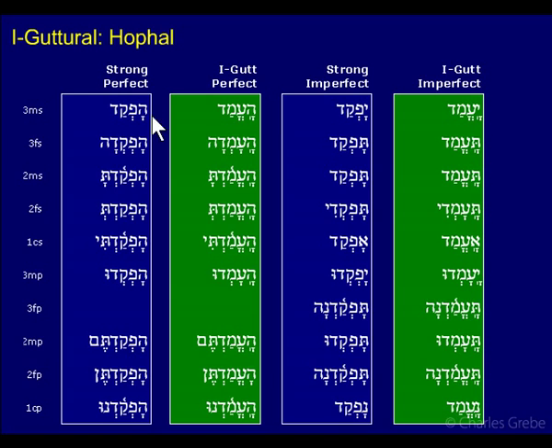So here we see it in the strong, we have hofkad becomes ho'omad. The only difference here is your shava has had to become a compound shava, and then because of that you have your metheg. This metheg is there because of the compound shava. And so hofkad becomes ho'omad, and yofkad becomes yo'omad. Okay, very regular and very predictable.